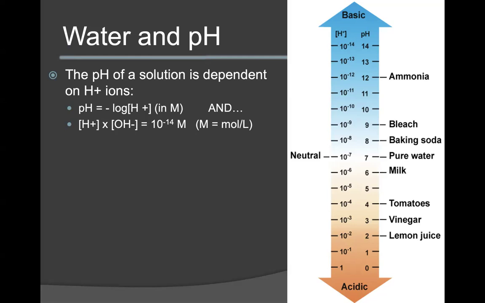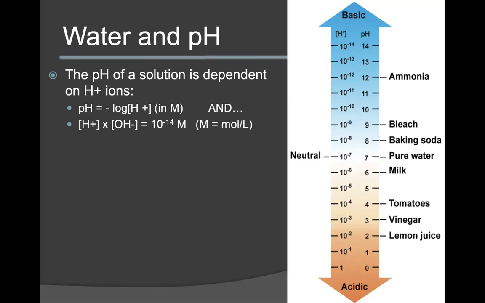We also know that when you have the concentration of hydrogen ions and you multiply it by the concentration of hydroxide ions, you should get 1 times 10 to the minus 14. This establishes the base of the pH scale. So the pH scale runs from 0 to 14, with 0 being most acidic and 14 being the most basic.